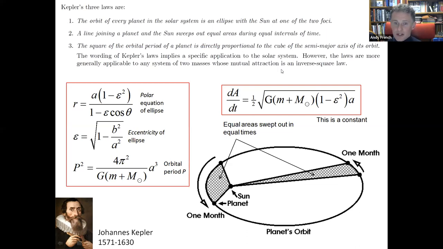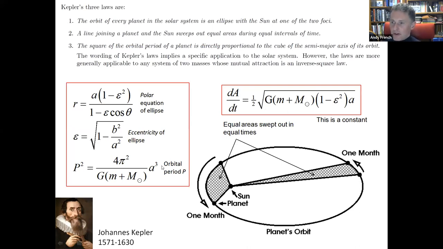And this is the equation of it. A is the area, and dA by dt means the rate of change of the area. It relates to constants: the masses of the planet and the star itself, the eccentricity, and a, which is the semi-major axis of the ellipse. So in other words, this is a constant, and that's a really useful thing to know when you're doing calculations of orbital dynamics, if you're at that point in your school or university career.